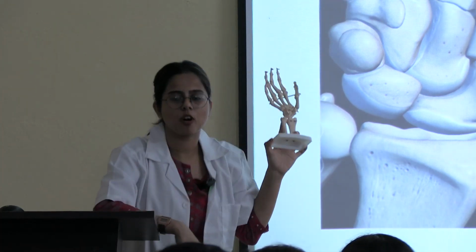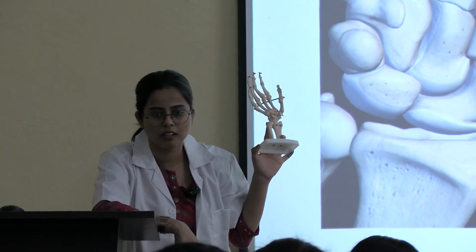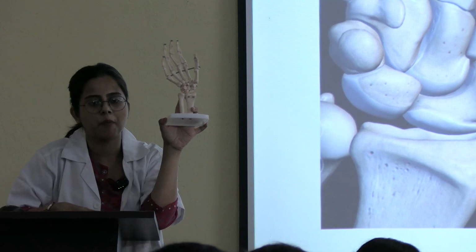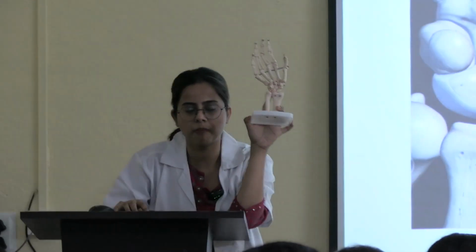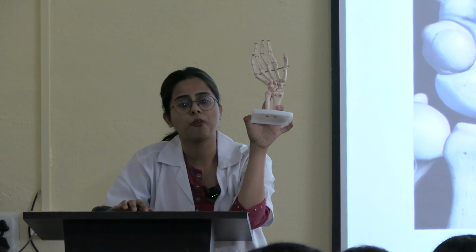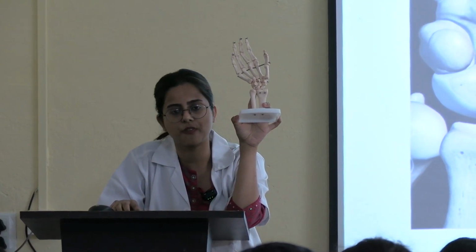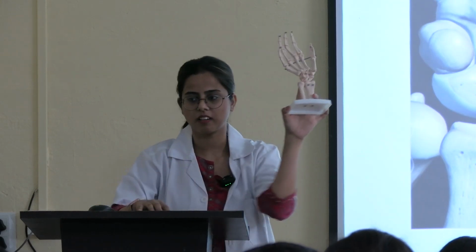So obviously the proximal part will have relatively lesser blood supply as compared to the distal part. If the bone gets fractured, this blood supply will be completely disrupted, so it will lead to necrosis of the proximal part of the scaphoid. So if the waist of the scaphoid gets fractured, which part will undergo avascular necrosis? Proximal part. Clear? Okay.